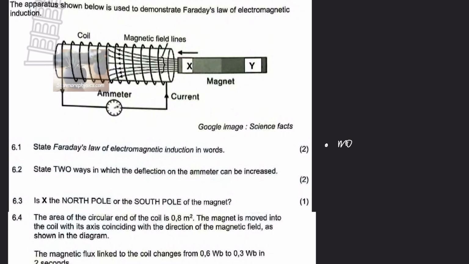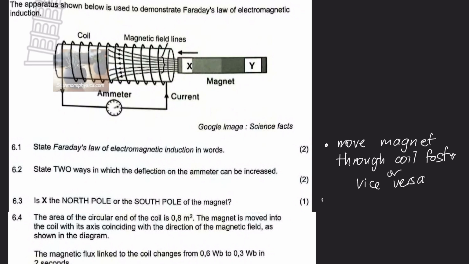So move magnet through coil faster, or vice versa. Next, what you could do is you could use a stronger magnet.